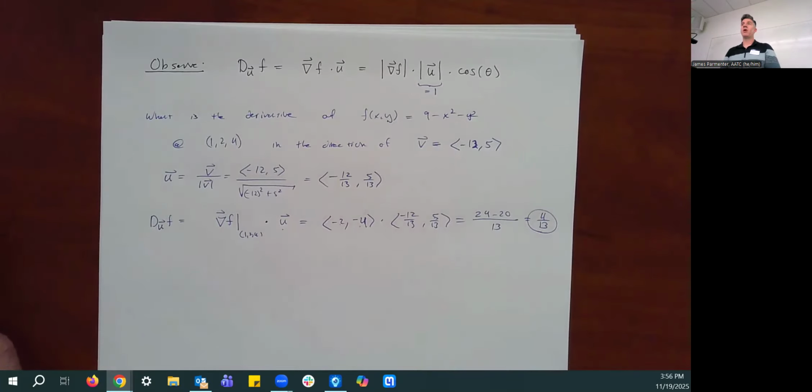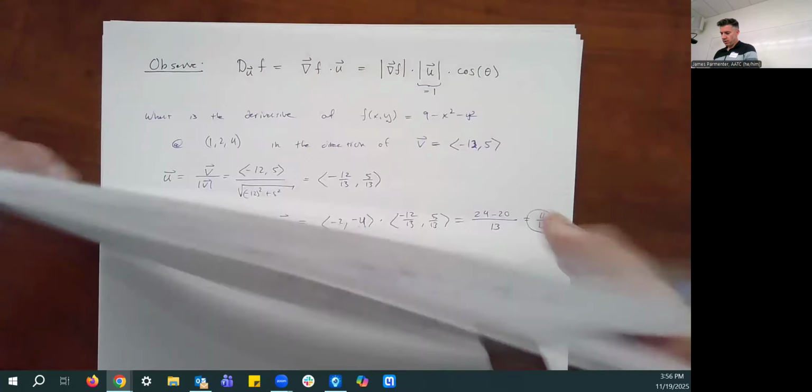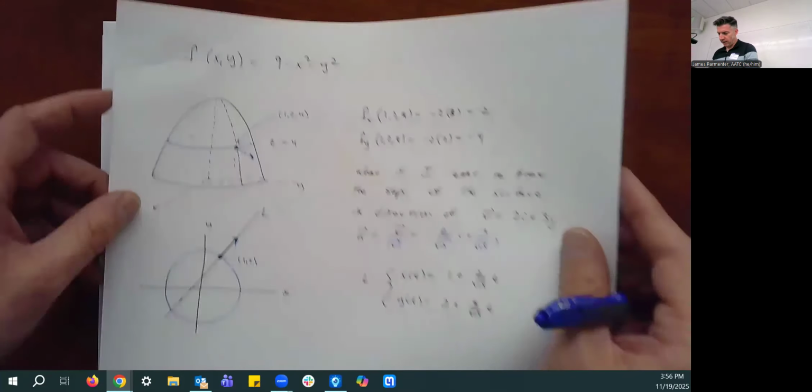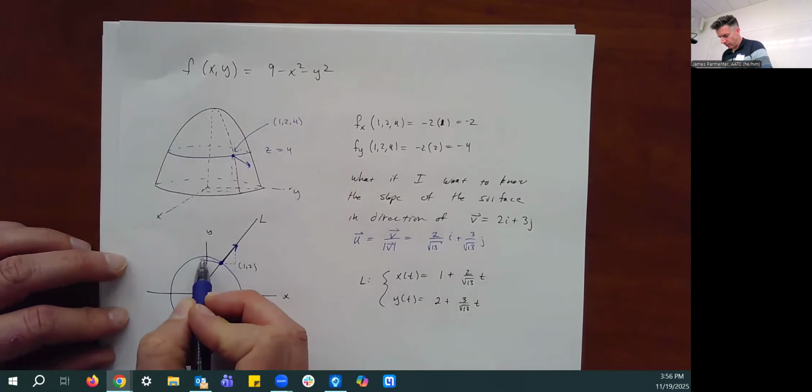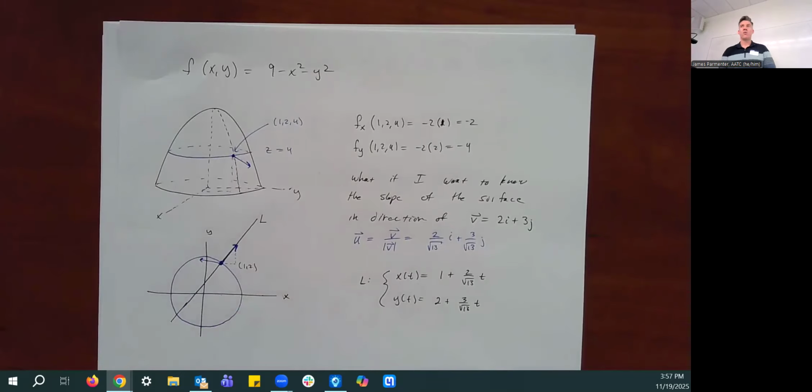If you look back at our picture here, our direction being negative 12, 5, we're going left and up. So we're kind of going that way. So you can see we're not traveling straight down the hill or straight up the hill. We're traveling kind of sideways around the hill, like on a nice switchback or something.